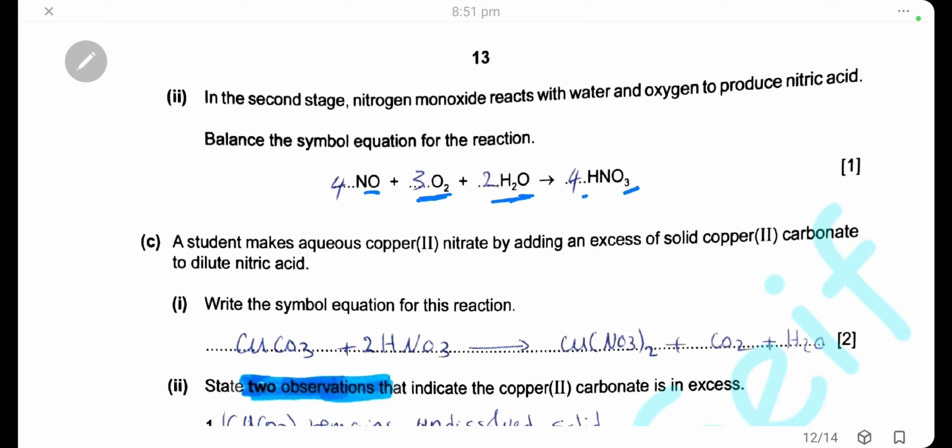And we will multiply here by 4. 4 times 3, we have 12 oxygens. Then 4 hydrogen, 2 times 2 is 4. And 4 nitrogen is balanced because we have 4 nitrogen monoxide.